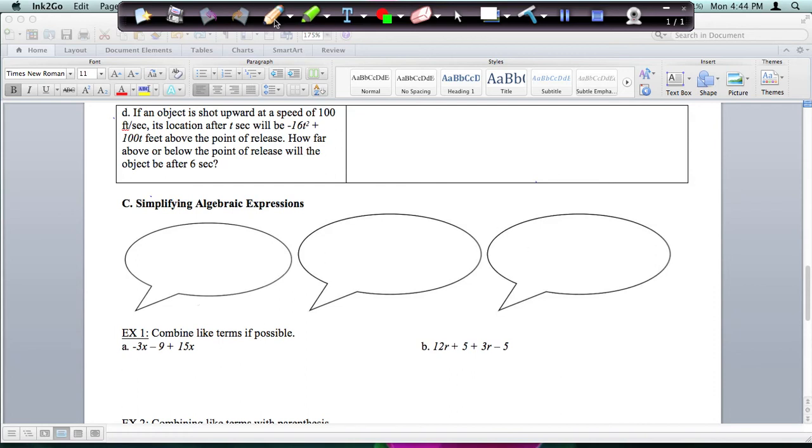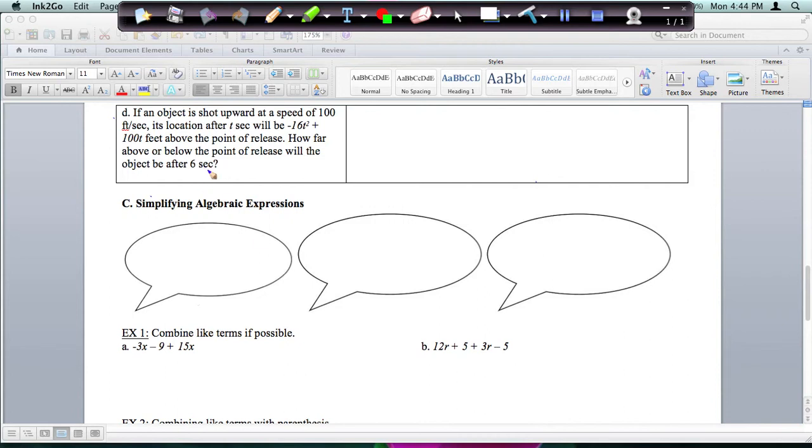Okay, we're going to go ahead and do the last one. This says if an object is shot upward at a speed of 100 feet per second, its location after t seconds will be negative 16t squared plus 100t feet above the point of release. How far above or below the point of release will the object be after 6 seconds? So one thing that'll help you is the units.